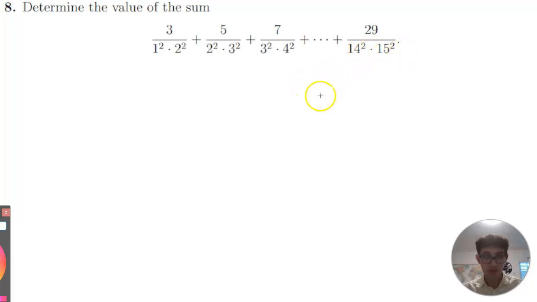So obviously the right approach is not to list out each term, simplify it, and then add it up, because that's going to take forever, right? It'll probably take longer than the entire exam. And so we need to find something else.